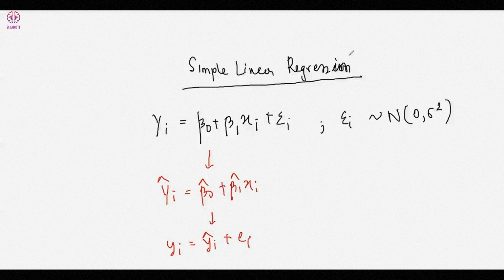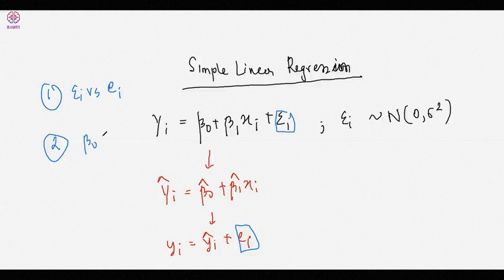So there are two important questions. What is the difference between residuals and epsilons? So the difference, epsilon versus residuals, this question. Another question is, what is the difference between beta naught versus beta naught hat, and beta 1 versus beta 1 hat. Okay, these are two questions that are really beautiful. I love these questions because they make my understanding much more concrete.